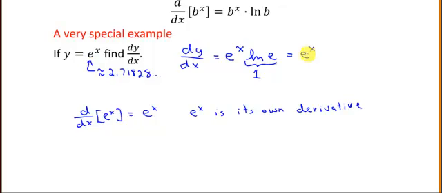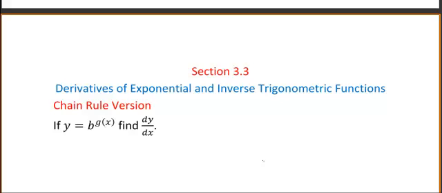Of course, e to the x is a positive number, so the derivative is greater than 0. Slopes of tangents will always be positive. And here's the graph of e to the x. Now let's take a look at some a little more complicated examples.